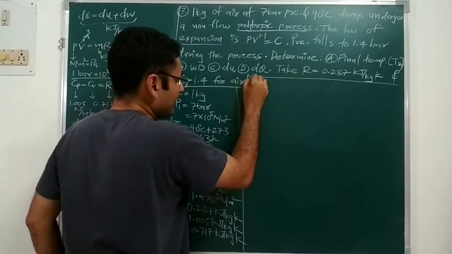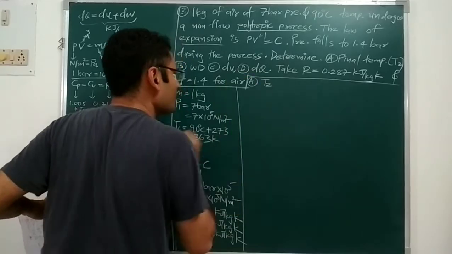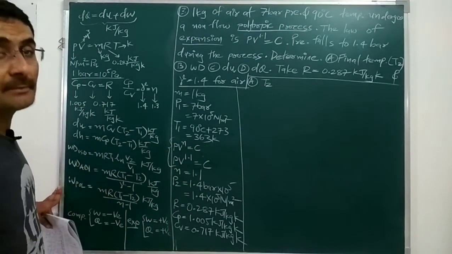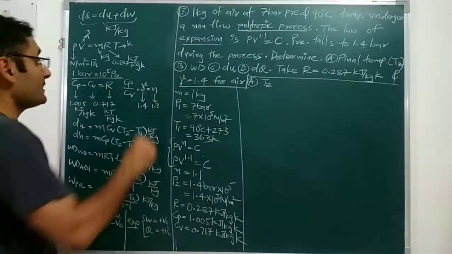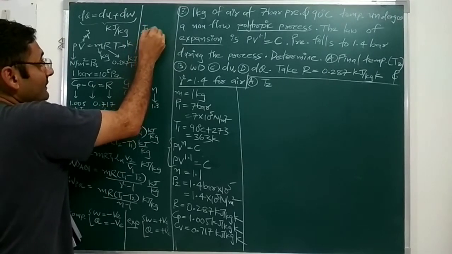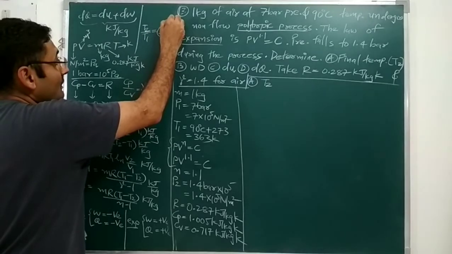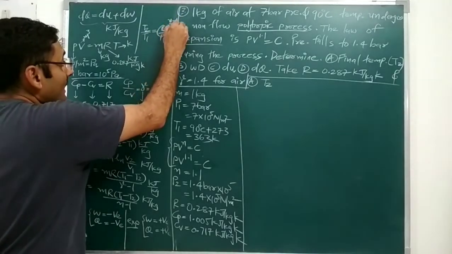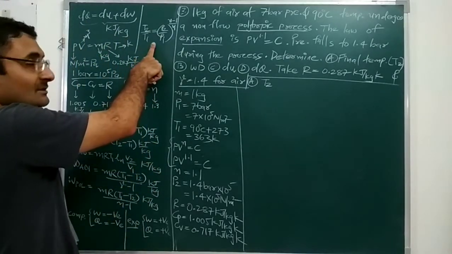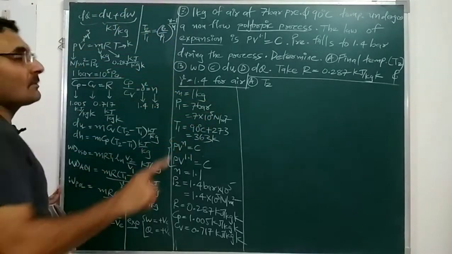Over here, I will write A. A means the final temperature, T2, the answer you have to calculate. How will you calculate? Again, the important equation, the relationship between pressure and temperature, if you remember: T2 by T1 is equal to P2 by P1 raised to n minus 1 upon n for a polytropic process. And for an adiabatic process, the equation will be T2 by T1 equals P2 by P1 whole raised to gamma minus 1 upon gamma.